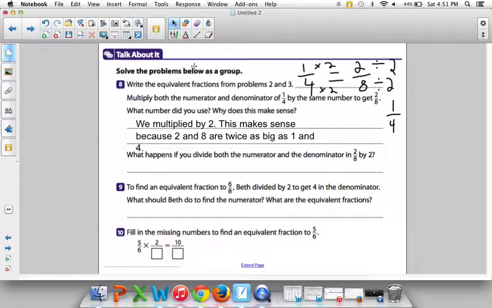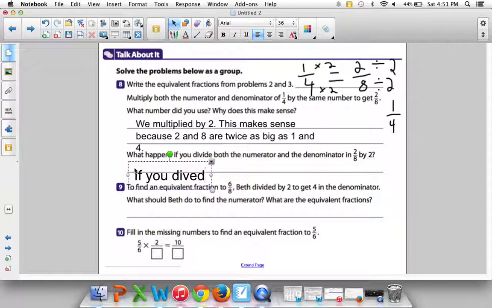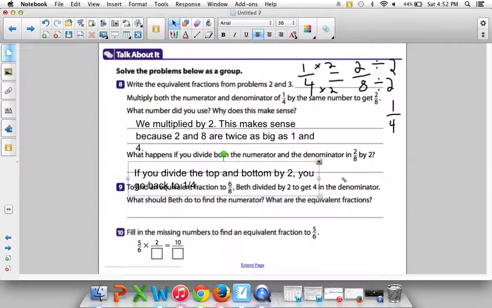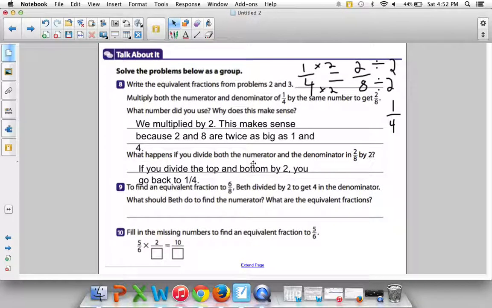Say that with me real quick. Equivalent fractions. So it's super simple. You just divide the top and bottom by 2. What happens? If you divide the top and bottom by 2, you go back to 1/4. It's really that simple.